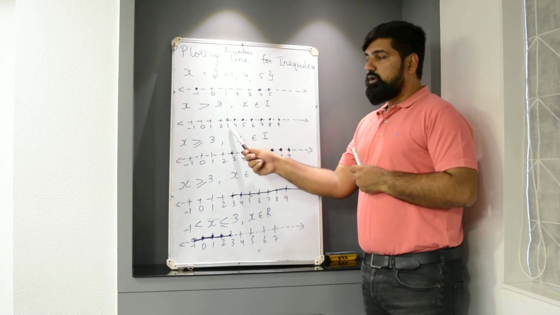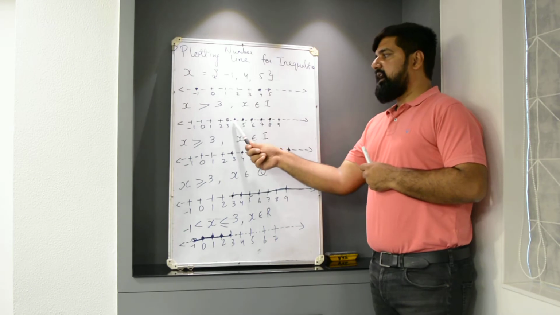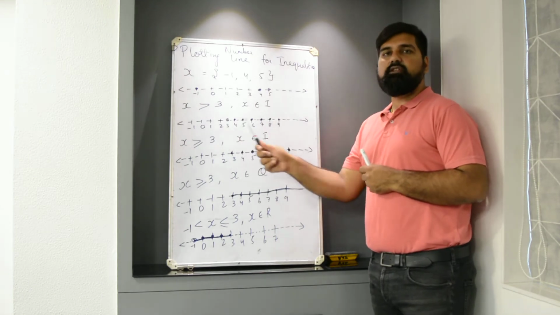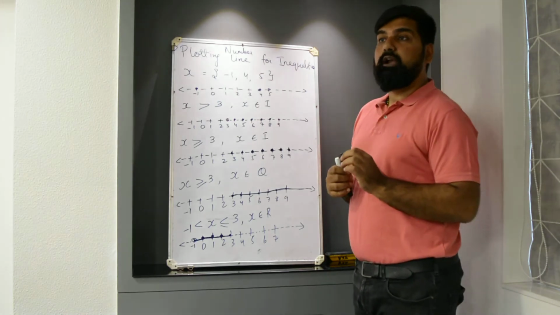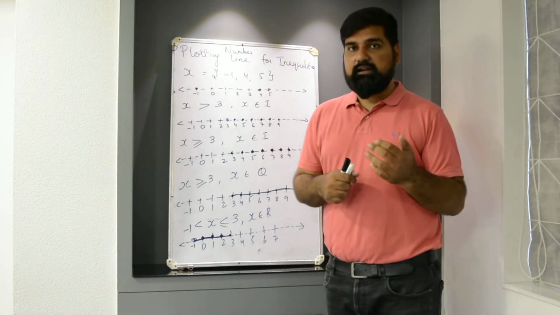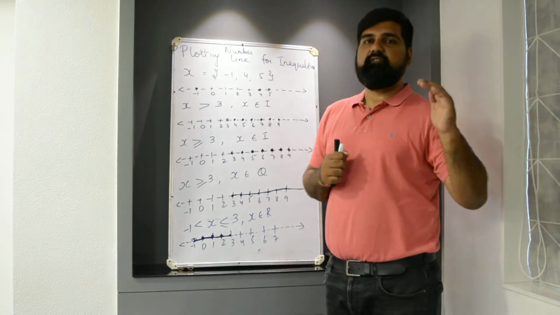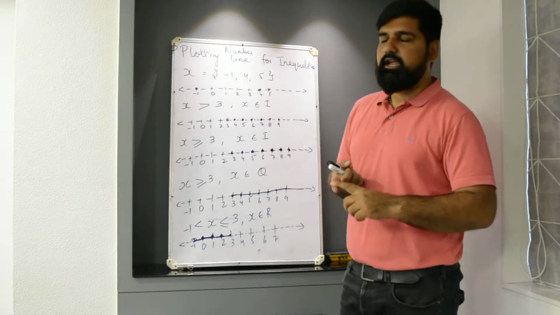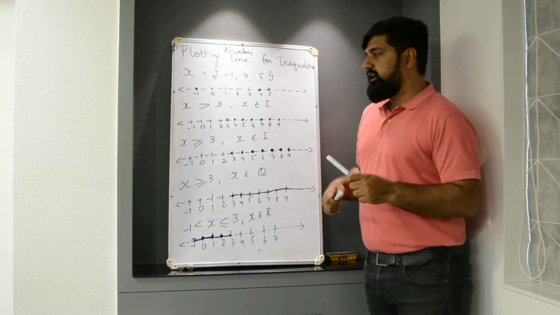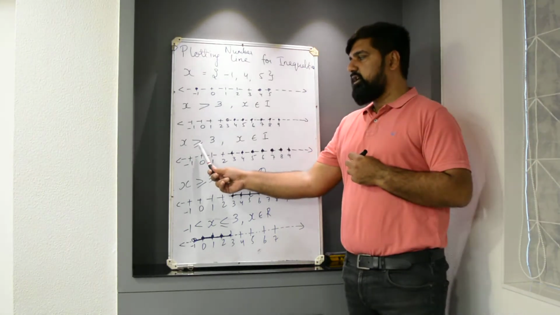But if you notice, I have also circled the point 3. All other points are shaded, but the point 3 is not shaded. It is just a simple circle. Why? Because 3 is not included. x is greater than 3, that means it is not including 3. The value of x is 4, 5, 6, 7, 8, 9 and so on up to infinity, but it will not include 3.